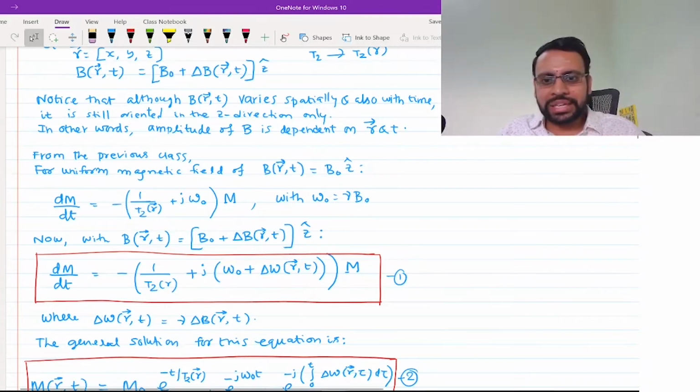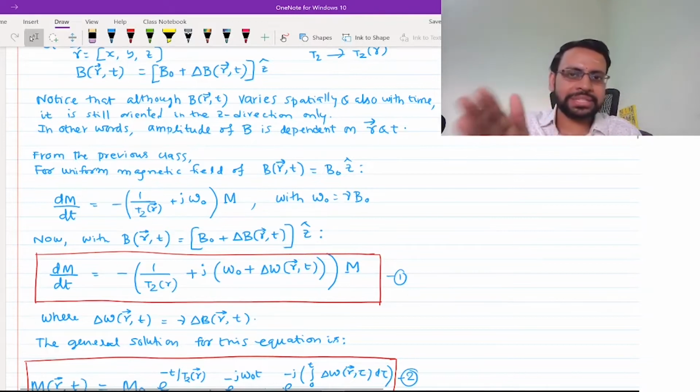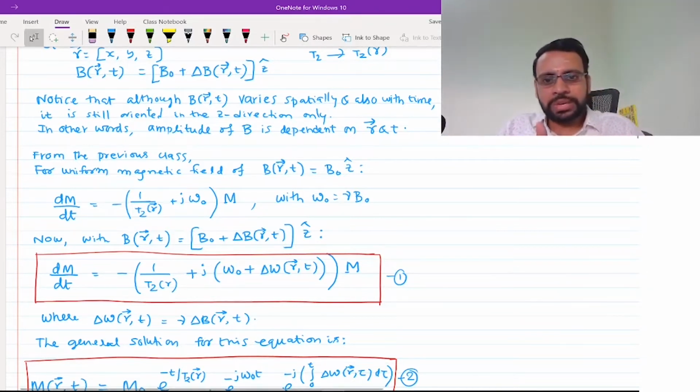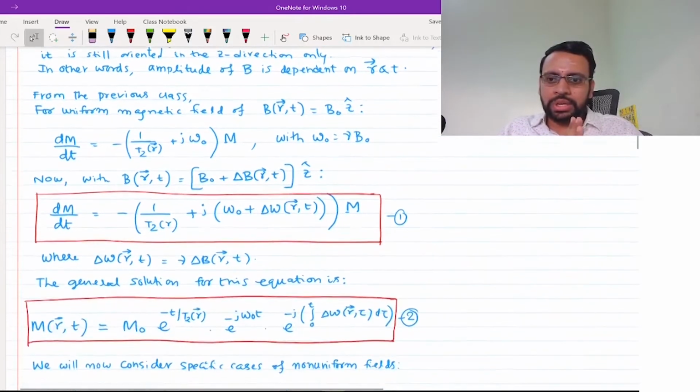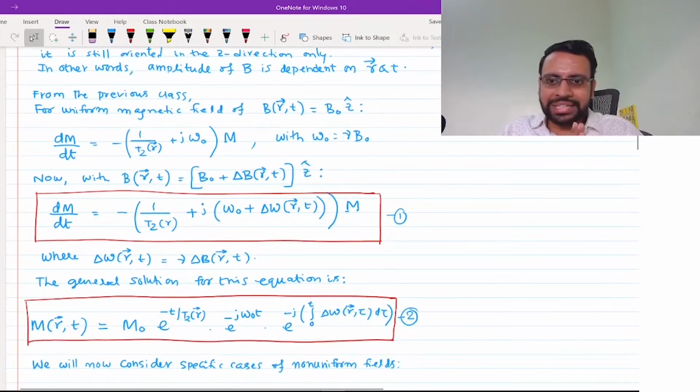If you recollect the equation that we derived in the last couple of classes about the transverse magnetic field, that's equivalent to minus 1 over T2 plus j omega naught times m. Now in place of T2, I am writing T2 of R bar, because this could vary with spatial location. This is when the function delta B of R bar comma t equals 0. Now this multiplied with m is the linear equation that you had. Instead of this, you now have an additional term of delta B of R bar comma t.